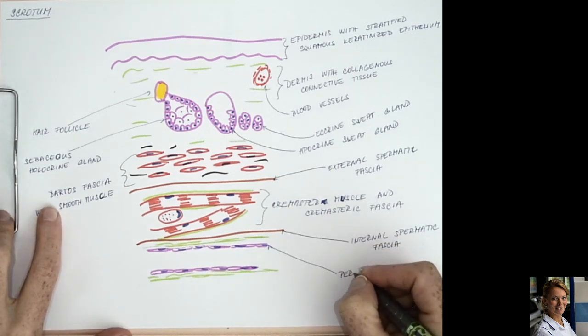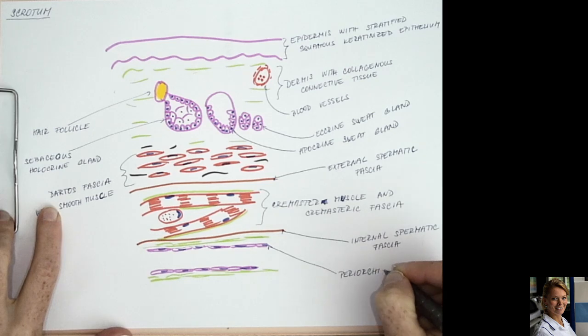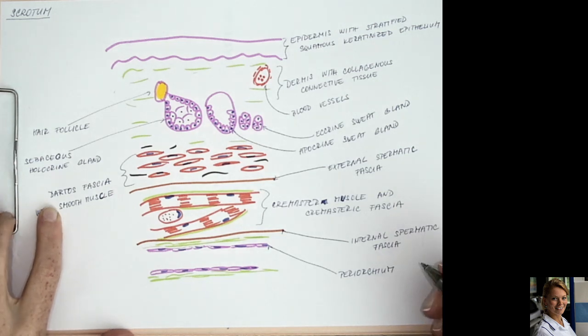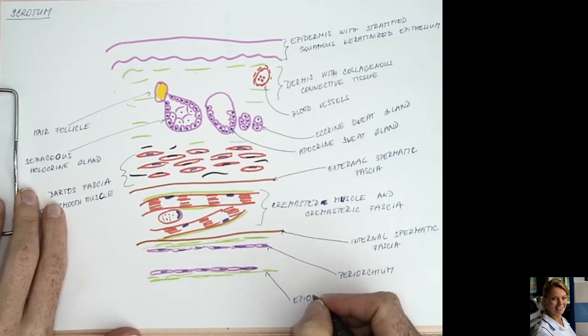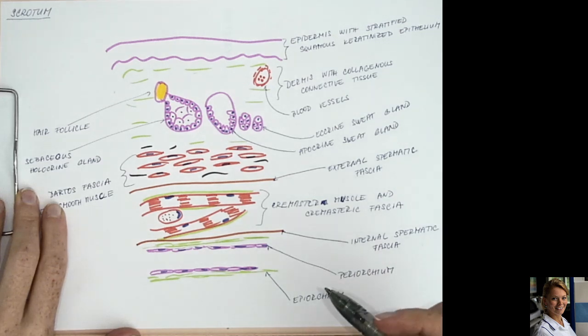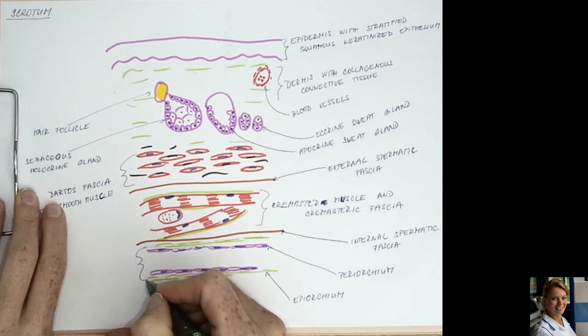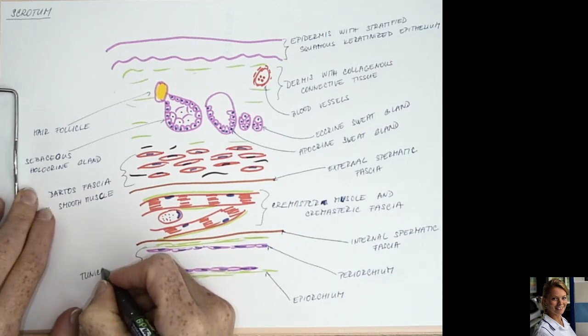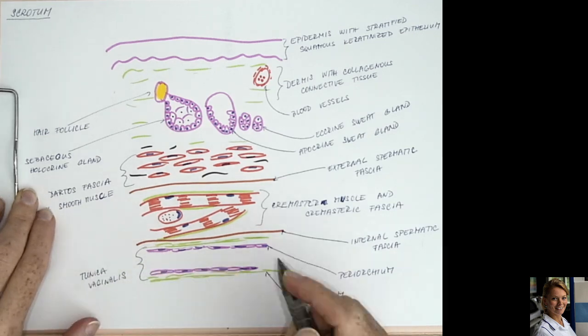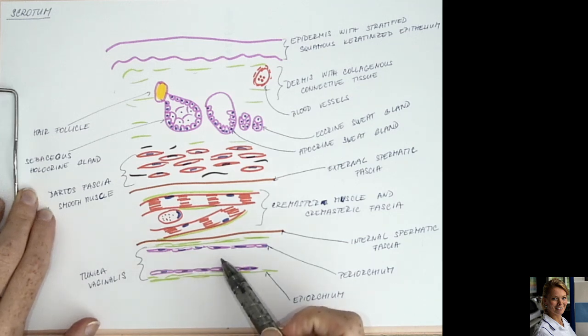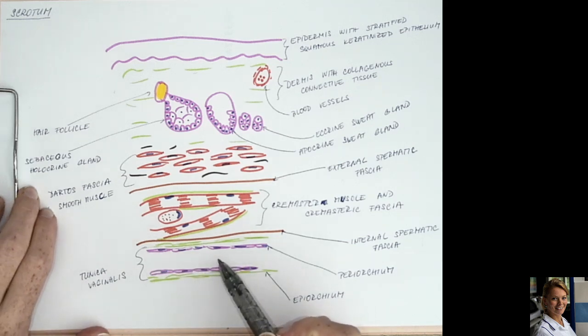And the periorchium, which is a parietal layer of the tunica vaginalis, and epiorchium is a visceral layer of the tunica vaginalis. And between is a vaginal cavity of the testes.